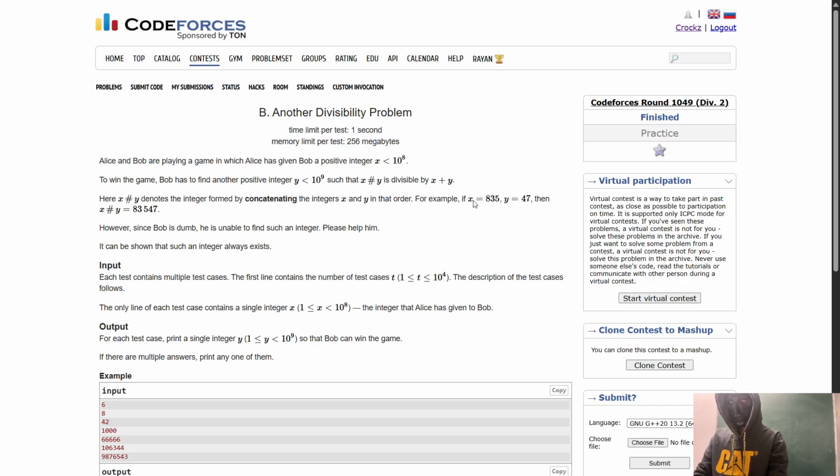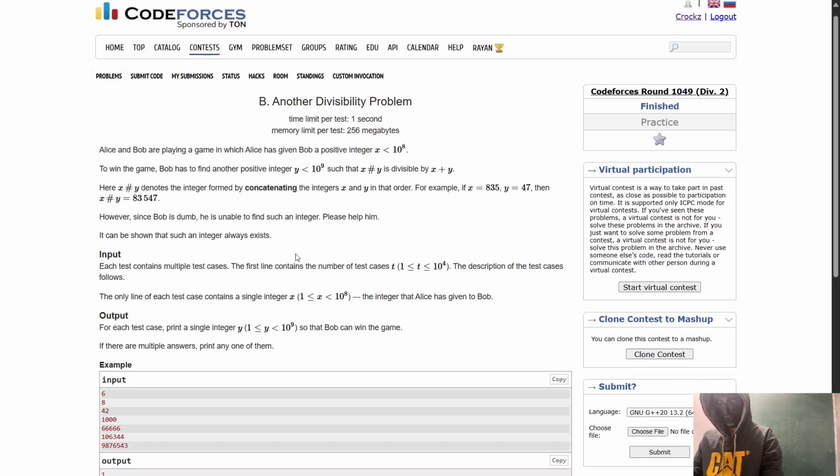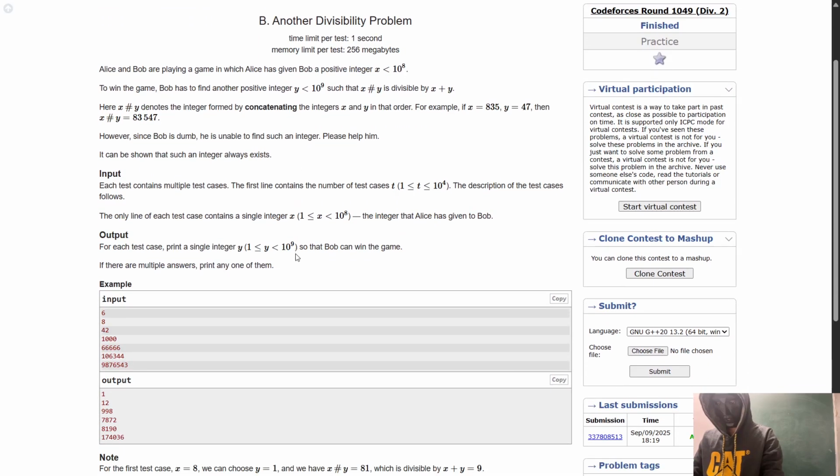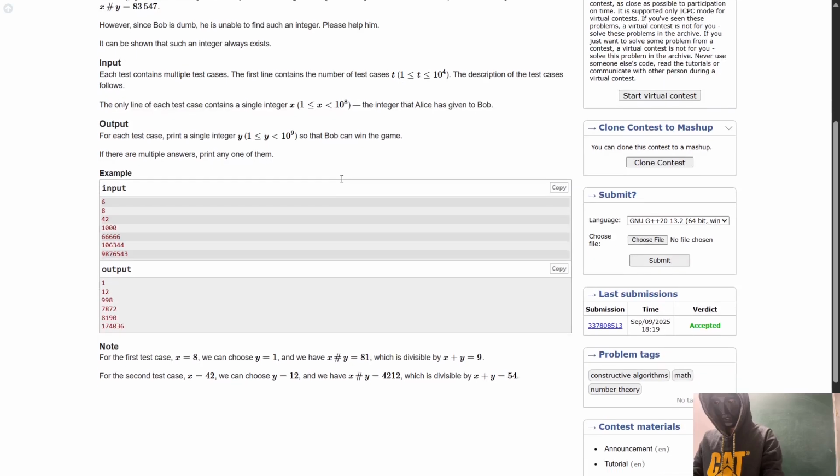For example, if x is 835 and y is 47, then x#y is 83547 because they are doing concatenation. However, since Bob is dumb, he is unable to find such an integer. Please help him. It can be shown that such an integer always exists. So yeah, this is a very interesting problem.